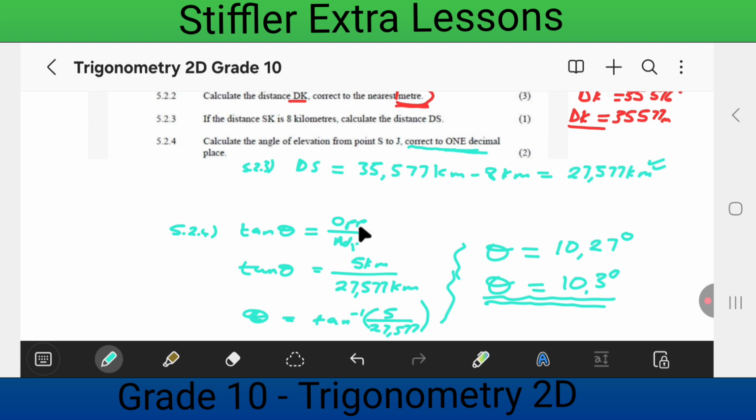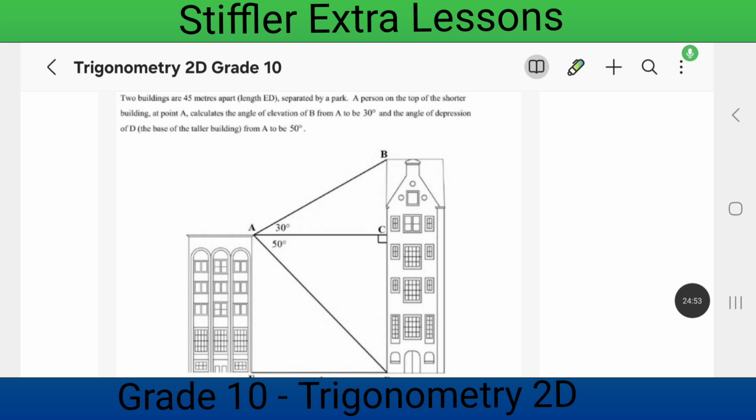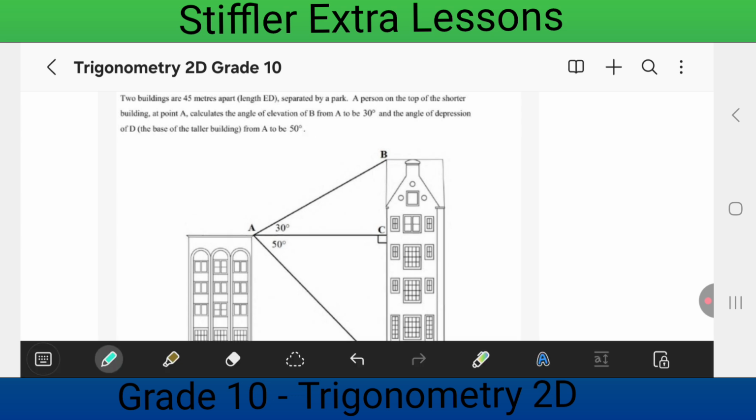So now we can move on. I think we can do one last question, and I think you'll be perfect at working with this. So let's move to the last question. Here we have 2 buildings that are 45 meters apart. So already we know the distance between the two buildings, it is 45 meters apart, separated by a park.